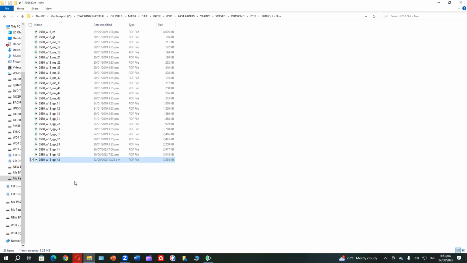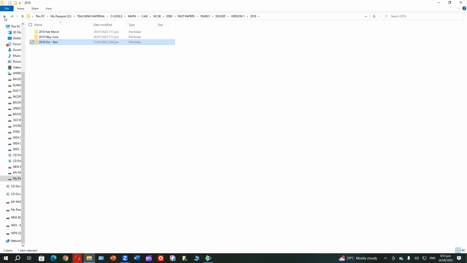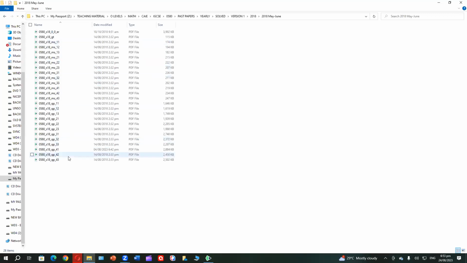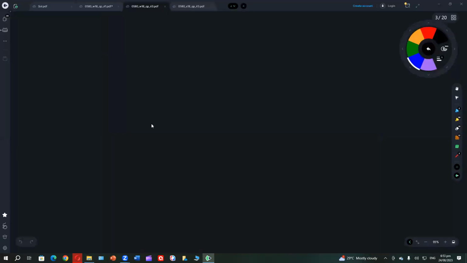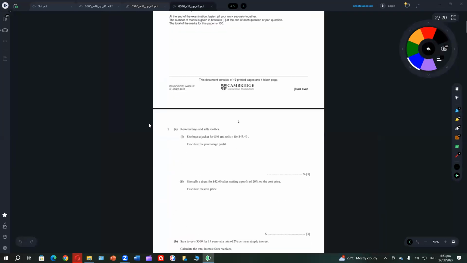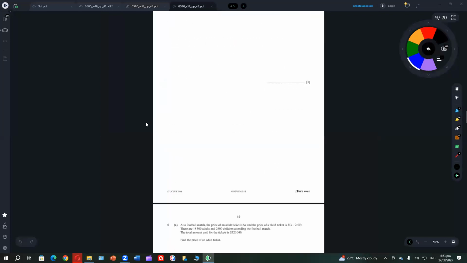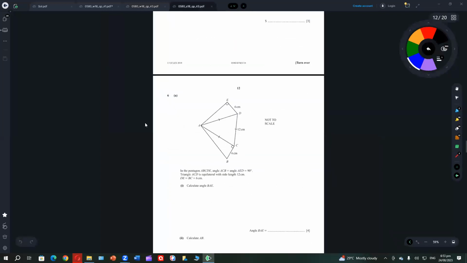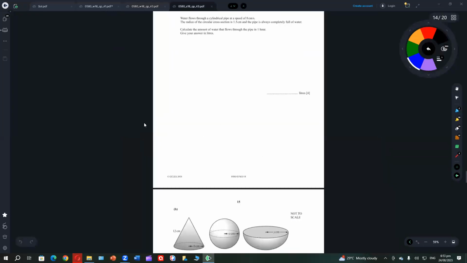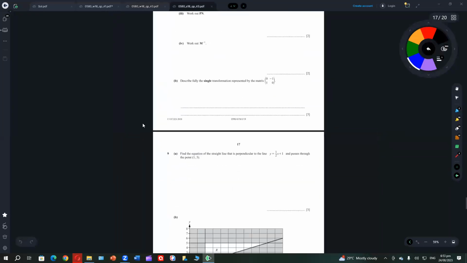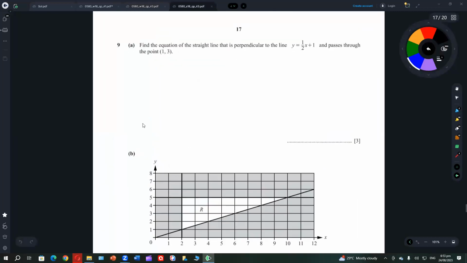Question 3 is May June 18, paper 43. Question 9. Find the equation of the straight line that is perpendicular to the line y is equal to half x plus 1 and passes through the point 1, 3.